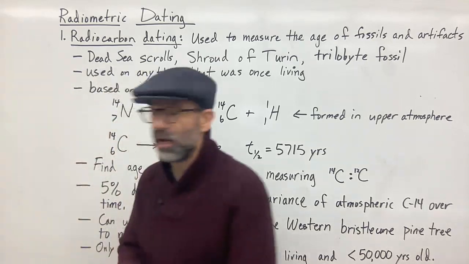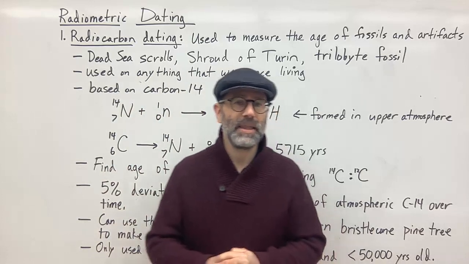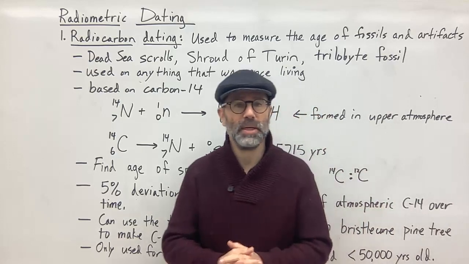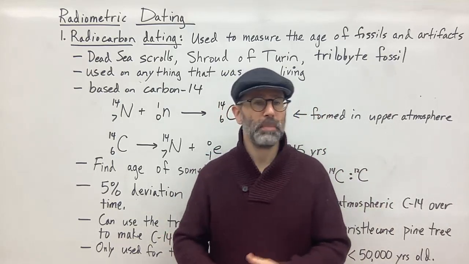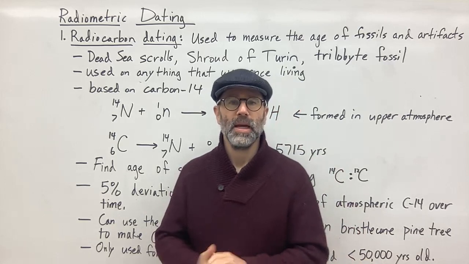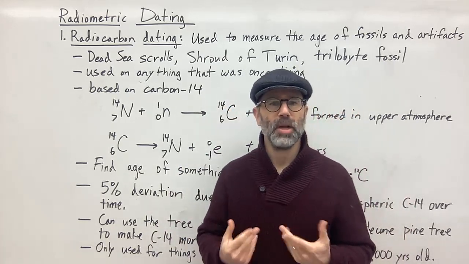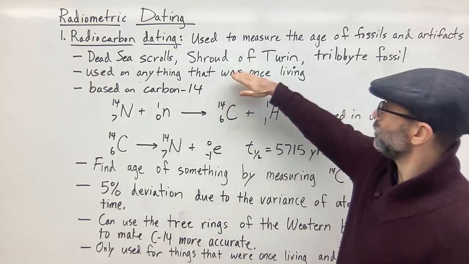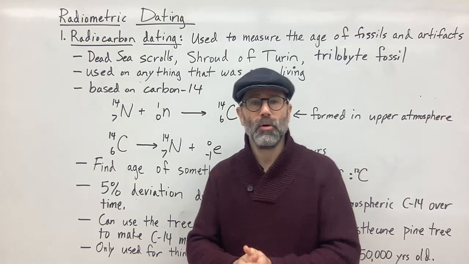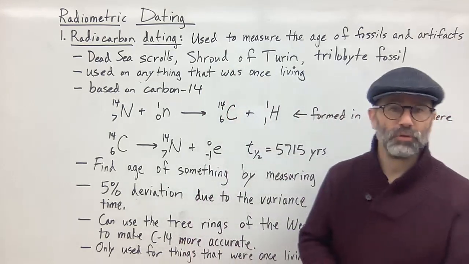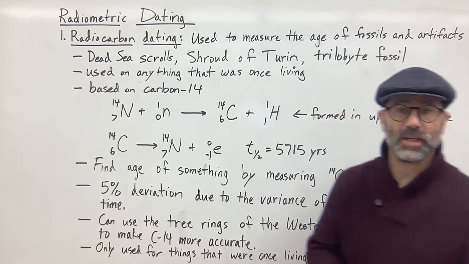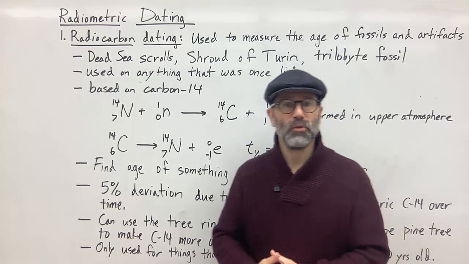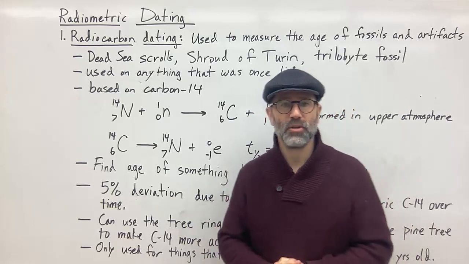So, for example, you can measure anything like scrolls. We have the Dead Sea Scrolls have been dated using radiocarbon dating. Dead Sea Scrolls are made out of plant-like material. Any cloth, for example, that is made out of plant-like material. So, for example, the Shroud of Turin has been a focus of radiocarbon dating. For those of you who are familiar with the Shroud of Turin, that is the burial shroud that Jesus was supposedly buried in when he was entombed.